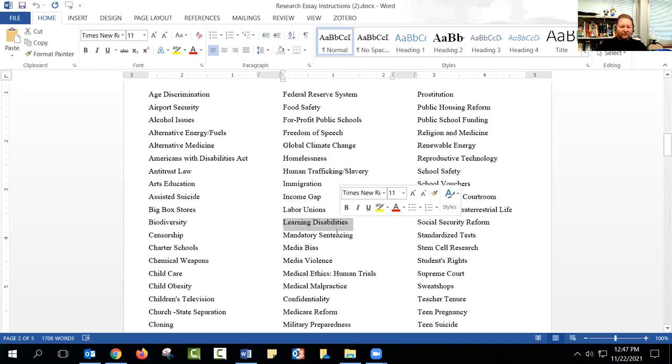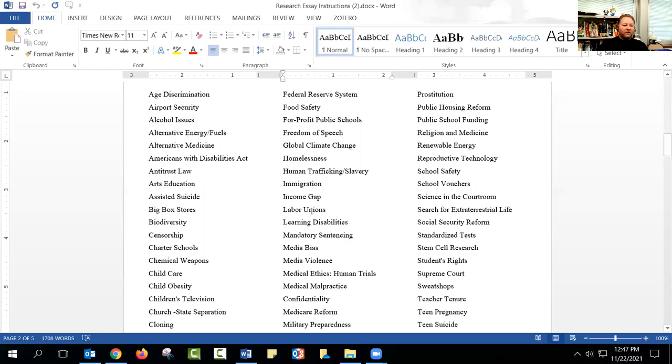Same thing with like learning disabilities. You don't want to write a whole paper about learning disabilities as a topic. It's way too big, right? This would be a whole series of books. But if you want to write a whole essay talking about specific types of learning disabilities and how they can make gaining a higher education more difficult for certain people, that's a very specific kind of subtopic underneath that broad umbrella of learning disabilities, right?